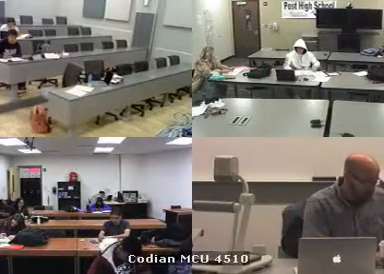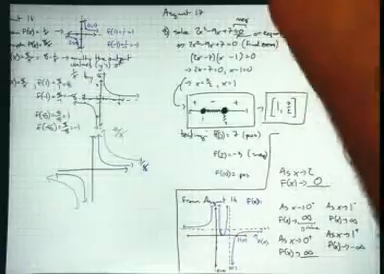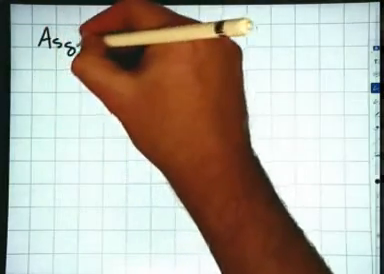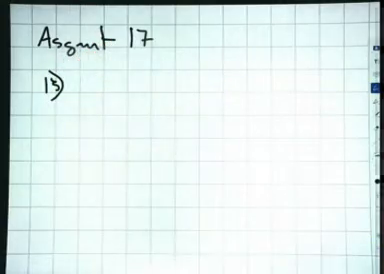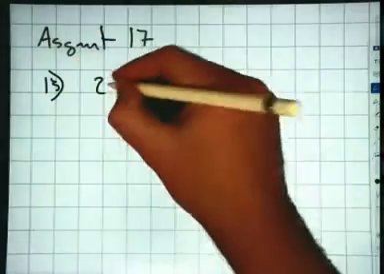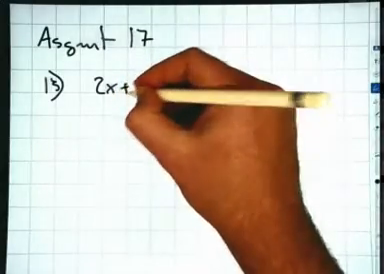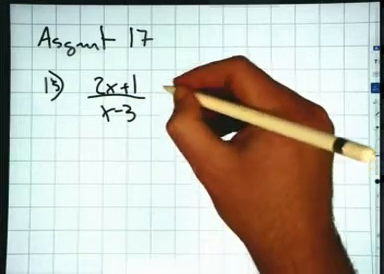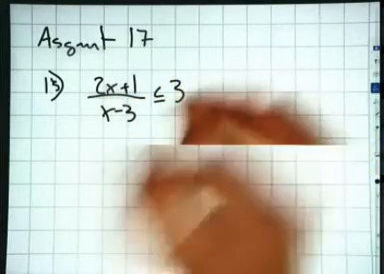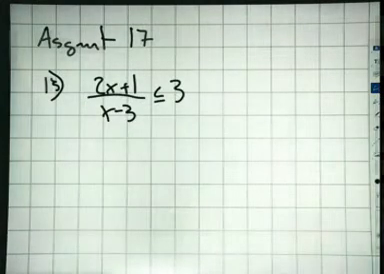Can we do number 13? Number 13. We have 2x plus 1 over x minus 3 is less than or equal to 3. Alright.